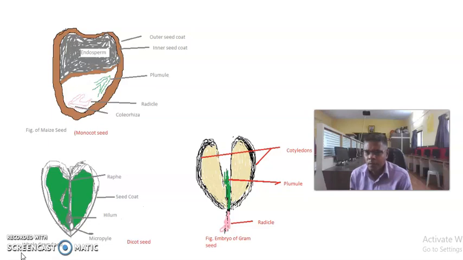Today we study the seed and its environment and different types of seed. So initially we study the definition of seed.